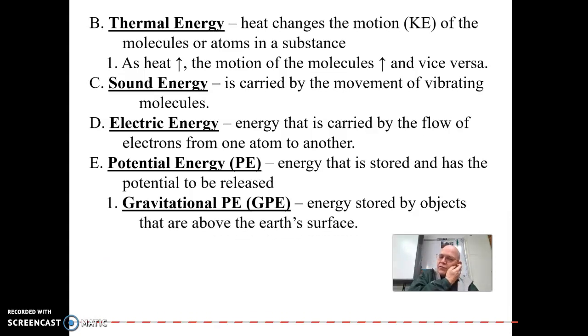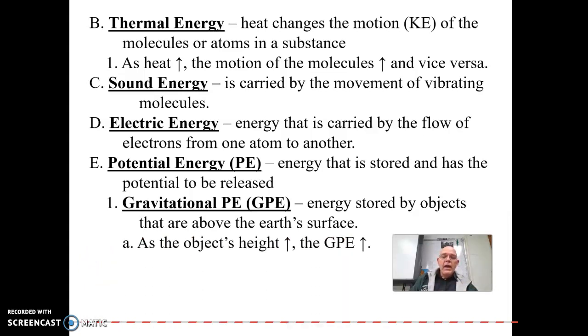So these are energy stored by objects that are up above the Earth's surface and have the potential to fall. We talked about the pendulum, and as it's up, it has the potential to come back down. So it gains potential as it goes up. As it comes back down, it loses potential, but it gains kinetic, and so forth, back and forth, back and forth. Okay? Now, as the object's height increases, the higher it is off the ground, as I said, like a pendulum as it goes up, then it's also going to get more gravitational potential energy. Okay? Because the higher it is, the more potential it has to fall back down.